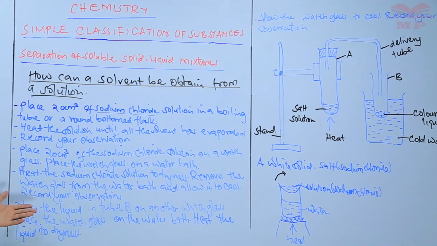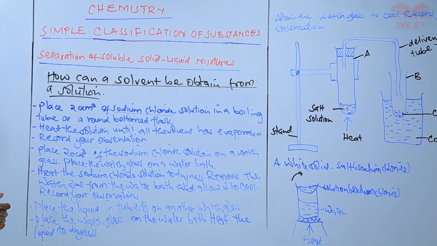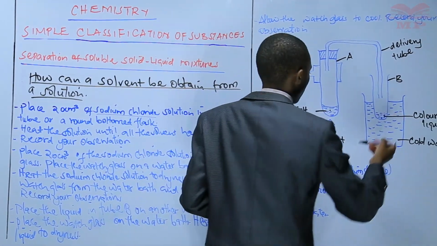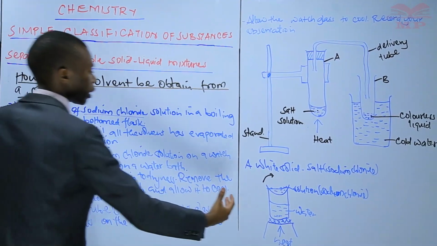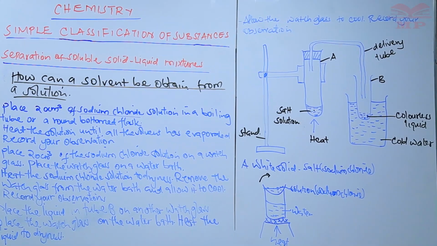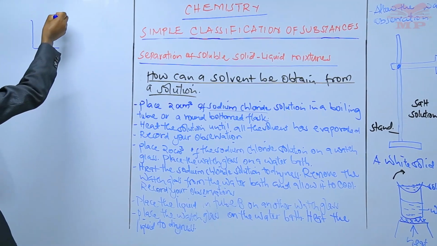Then the other thing, place the liquid in tube B on another watch glass. Place the watch glass on the water bath, then heat the liquid to dryness. So you get a little amount of the liquid here. When you get that liquid, then again you repeat like you did at this point, and therefore you will have a diagram like this.